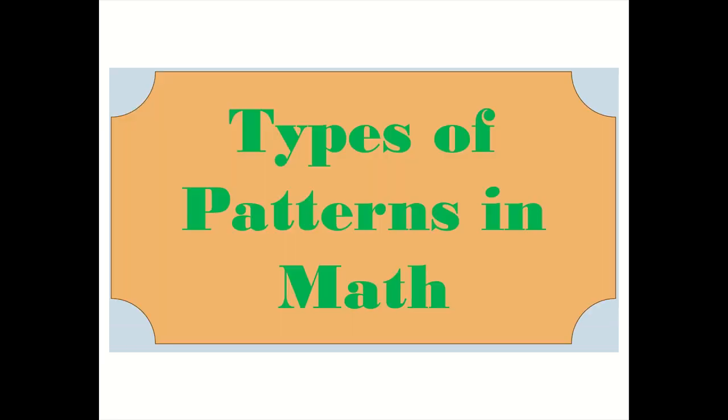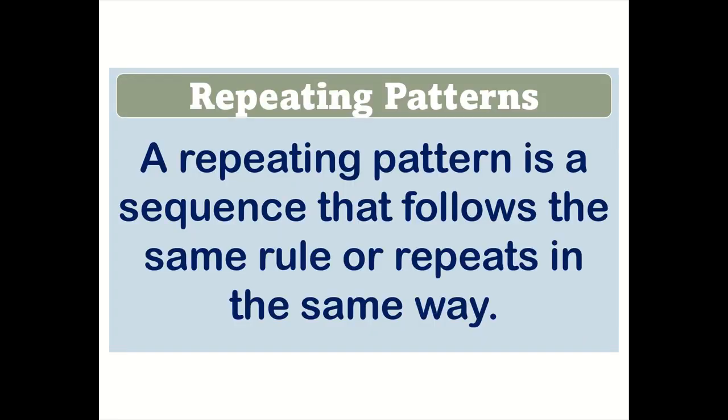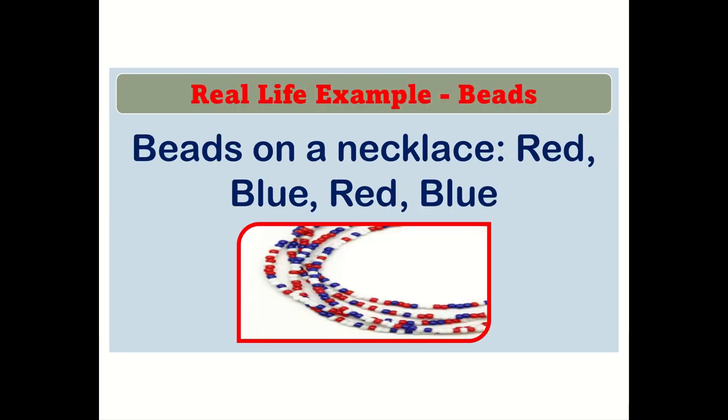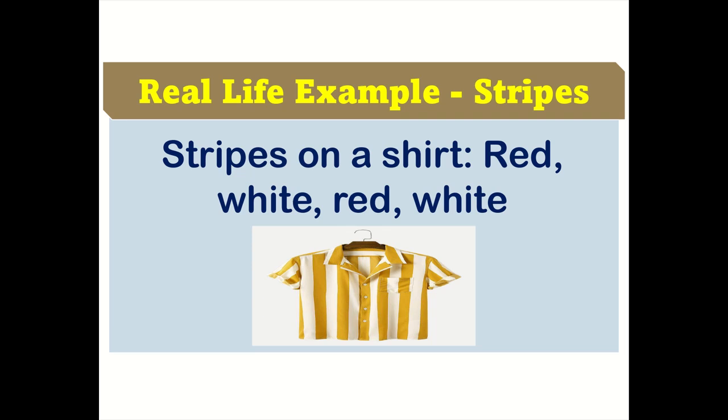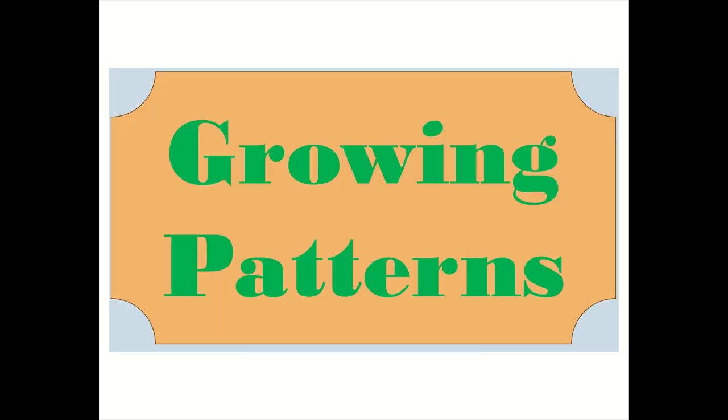Types of patterns in math. Repeating patterns. A repeating pattern is a sequence that follows the same rule or repeats in the same way. Real-life example: beads on a necklace. Red, blue, red, blue. Real-life example: stripes on a shirt. Red, white, red, white.